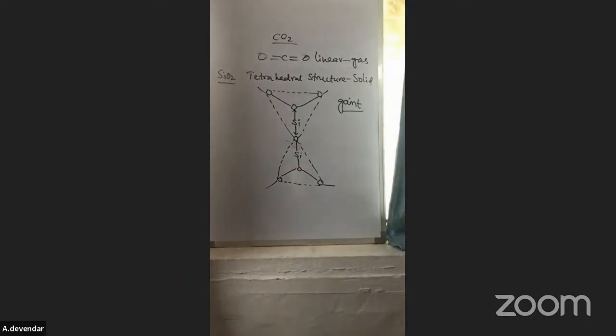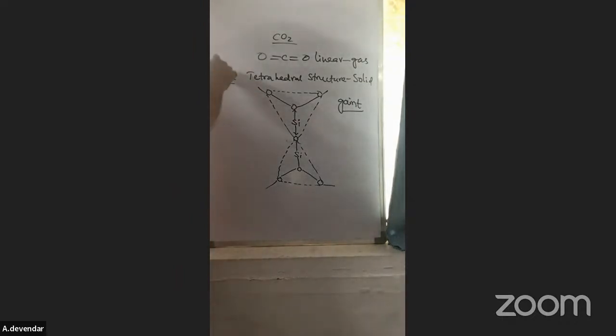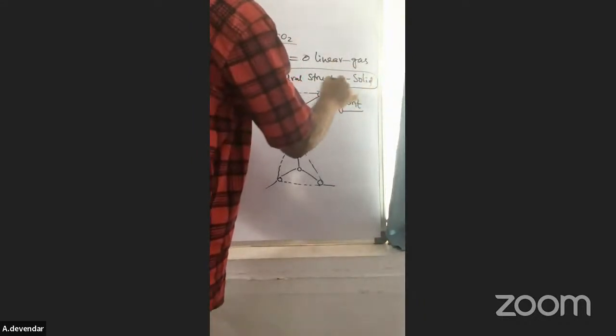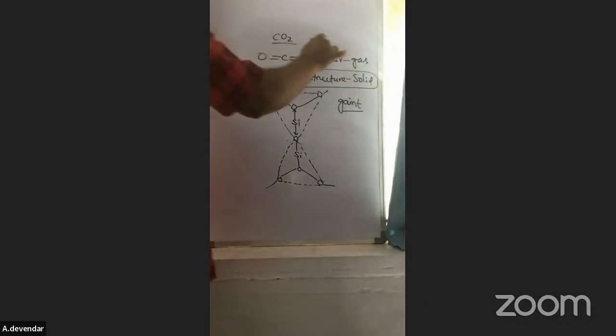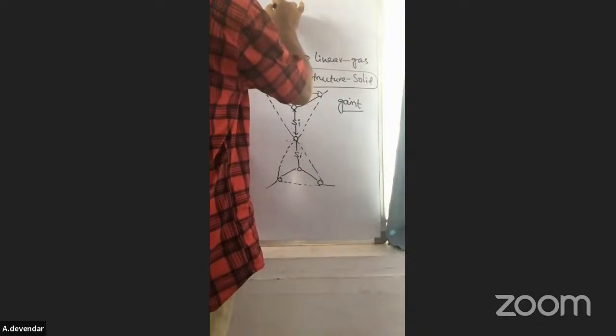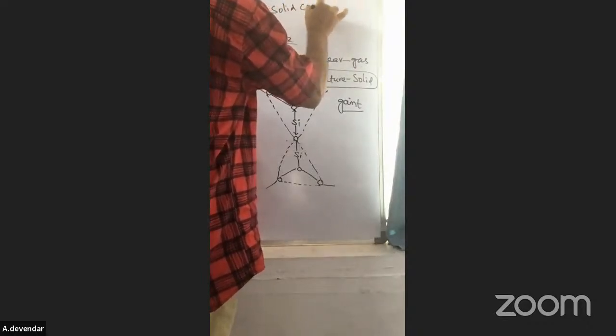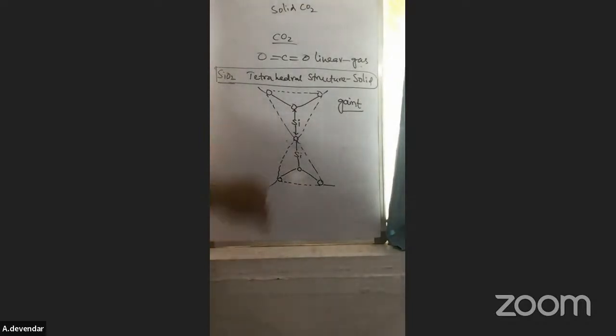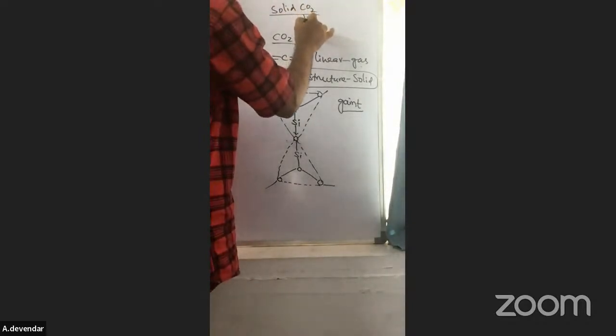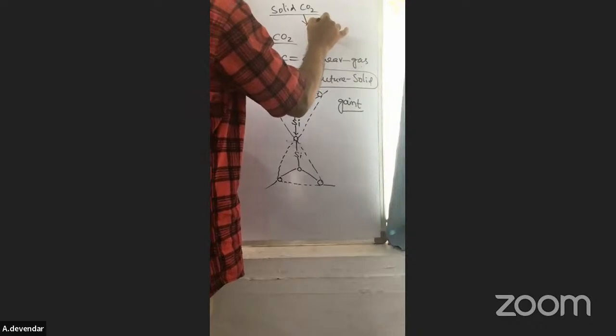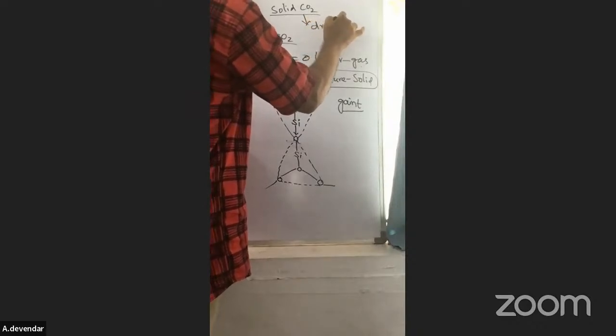Silicon dioxide is a solid in nature, but carbon dioxide is usually a gas. But solid carbon dioxide is also called as what? What is solid carbon dioxide? Solid carbon dioxide is called dry ice.